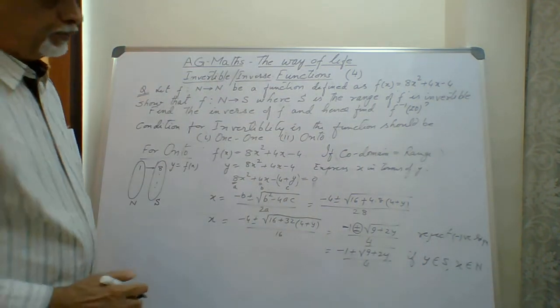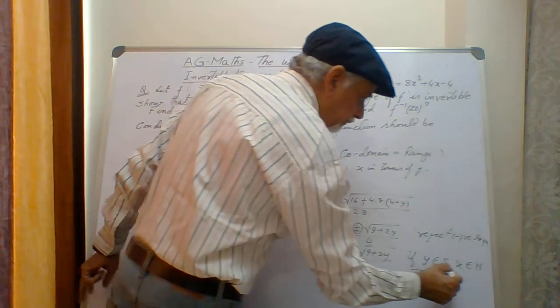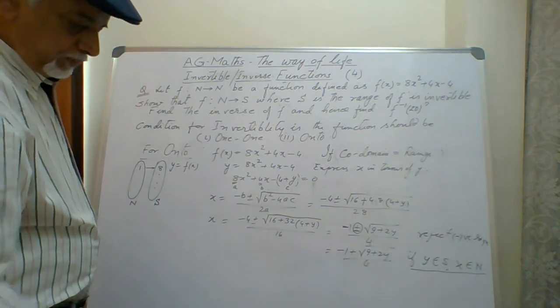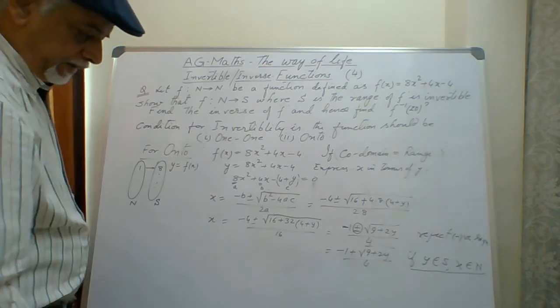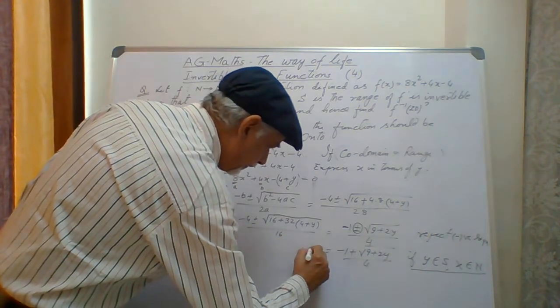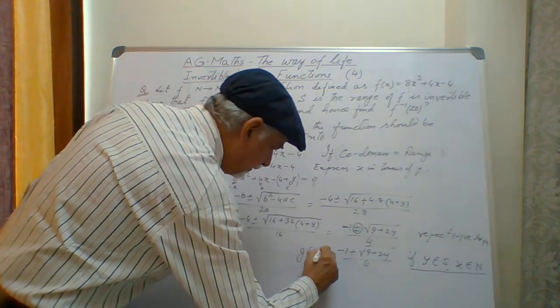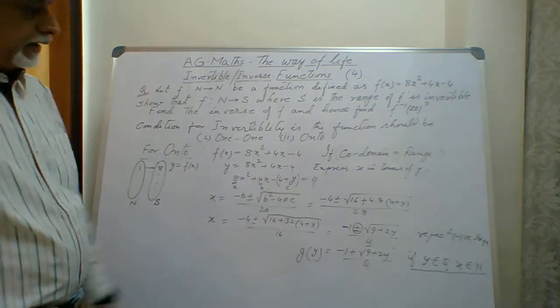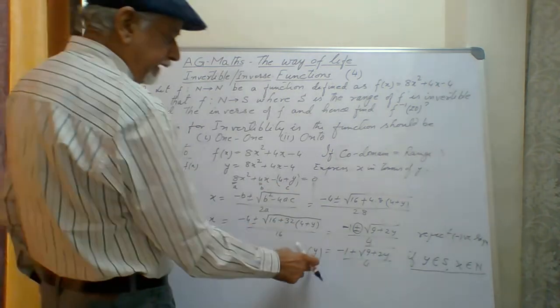That's very important to write here. This statement you must write at this stage. Now, if we write this, then we can say my x is nothing but a different function. We call this function g of y because y is the variable here. If I put any value of y, I get the x value.